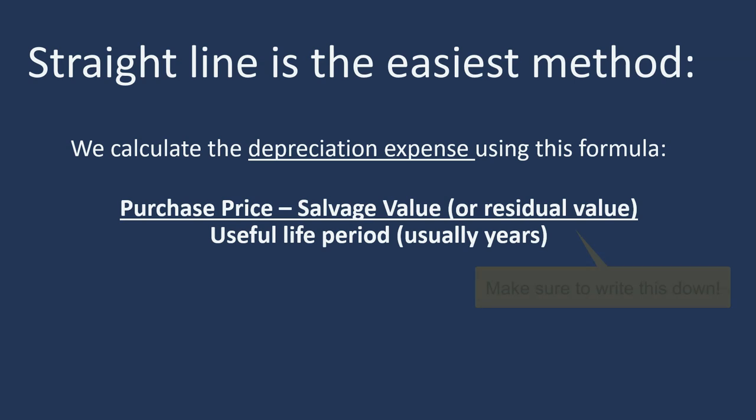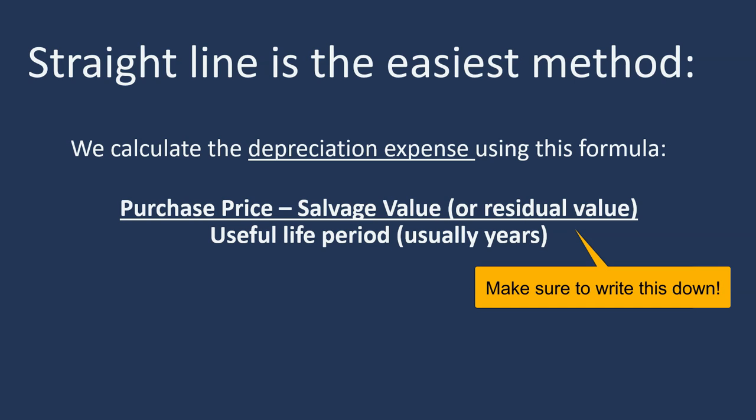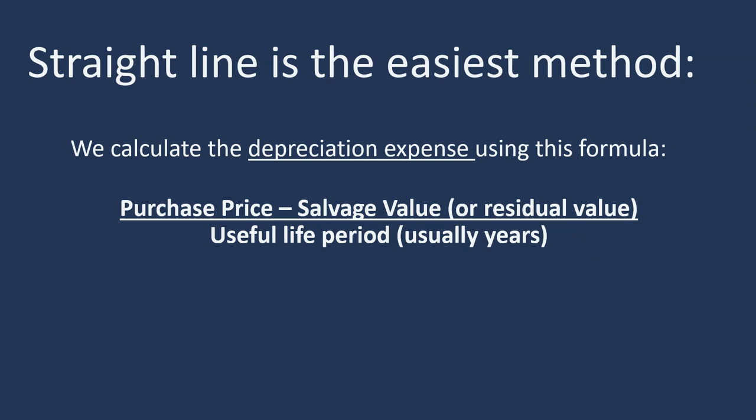So we take the purchase price of the fixed asset, whatever it is that we're buying, minus the salvage value, which is sometimes called residual value, and divide that by the useful life period, which is usually measured in years. Occasionally, very rarely, you will see a useful life period measured in months rather than years. But throughout the rest of this course, we're going to be using the more conventional year useful life period, so 5 years, 10 years, and so on.